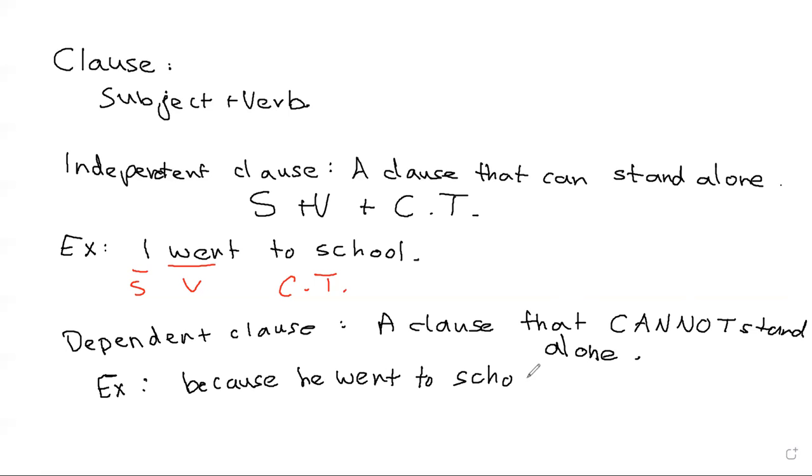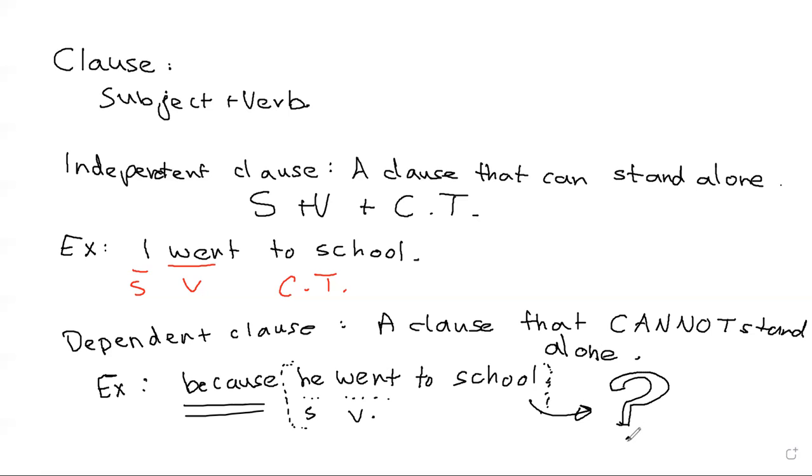So, what happened here? There's a subject, there's a verb. Now, this part is completely understandable. This is an independent clause. But because we have because, once you read that, you're going to ask, what happened because he went to school? So you're going to ask, and you're going to have a question mark. Now, when you do that, you have a dependent clause.